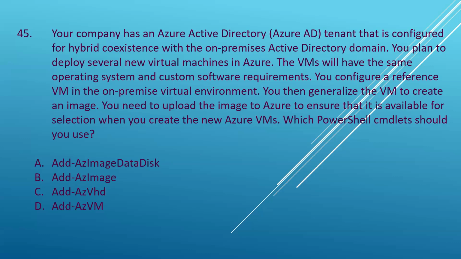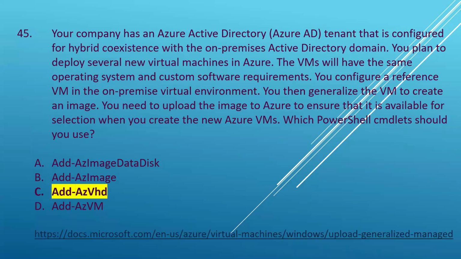Your options are: Add-AzImageDataDisk, Add-AzImage, Add-AzVhd, and the last option is Add-AzVM. The correct answer in this case is option C, Add-AzVhd. This commandlet uploads on-premise virtual hard disks in .vhd file format to a blob storage account as fixed virtual hard disks. You can refer to the link to understand more about this command and how the images are uploaded.